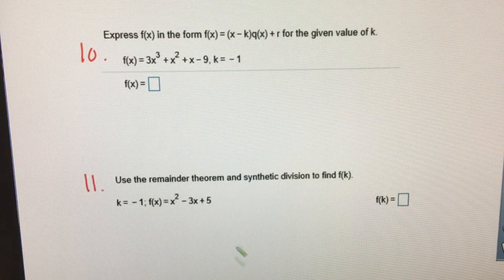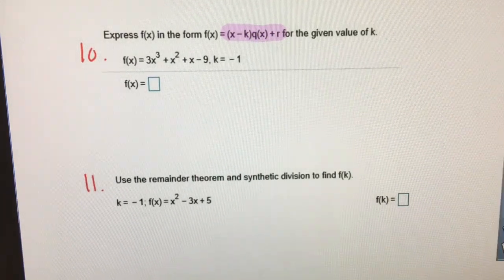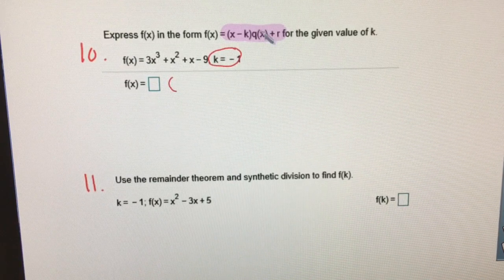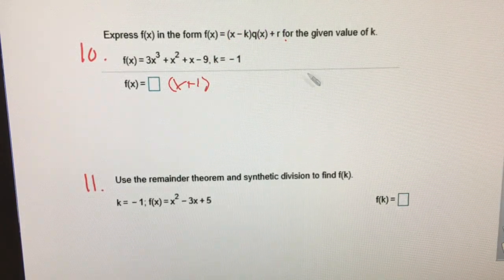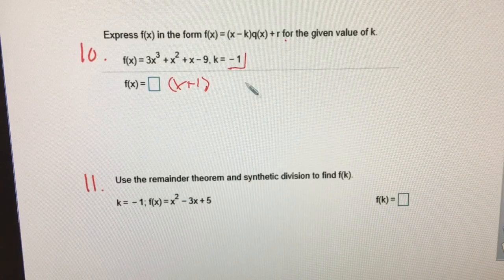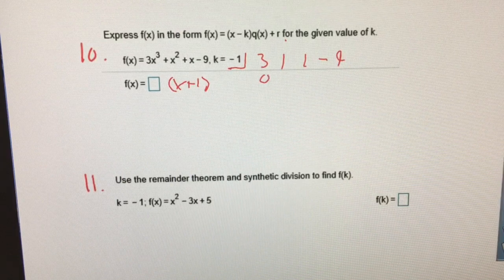The format for this is really strange. When it gives you that heading, it's going to be a little tricky. I immediately know that the first thing of my answer is going to be x plus 1, just because they gave me k equals negative 1. Now I'm going to do my synthetic with negative 1 in the backwards box. Notice how I just left it there like that. Put my coefficients, do my synthetic.